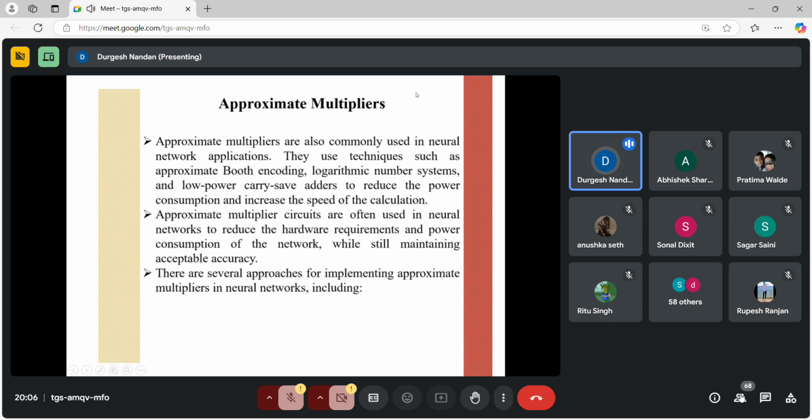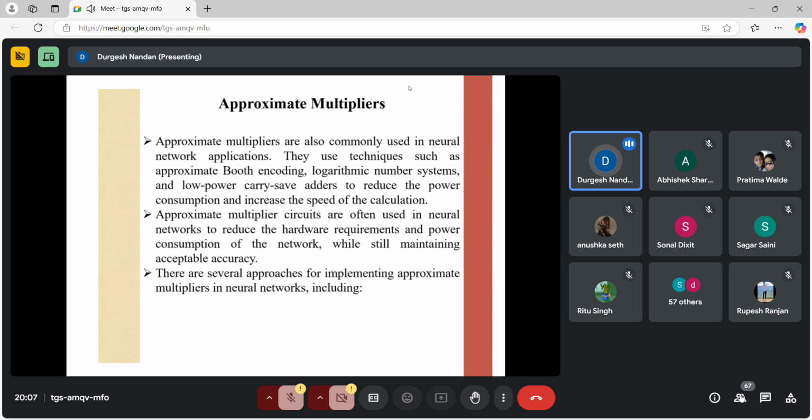Now we come to approximate hardware computing. If we see approximate hardware computing, there are majorly two components: one is approximate multipliers, and another is approximate adders. One by one, we will discuss them. What are approximate multipliers? What are the popular approaches for implementing approximate multipliers? Then we discuss what approximate adders are and what the popular approaches to implementing approximate adders are.